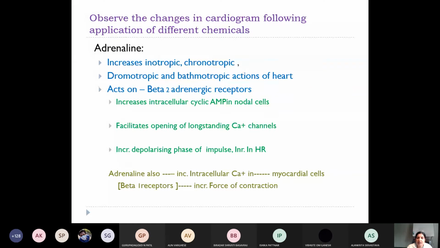So adrenaline, apart from doing all this, also increases intracellular calcium ionic concentration in the myocardial cells, right? By its action on beta 1. So adrenaline has both beta 1 and beta 2 receptor actions. Beta 2 receptor action increases heart rate, whereas its action on beta 1 increases the force of contraction, right? You should understand this properly, because if you give tomorrow any drug which blocks beta 2 receptor, it is going to decrease the heart rate.